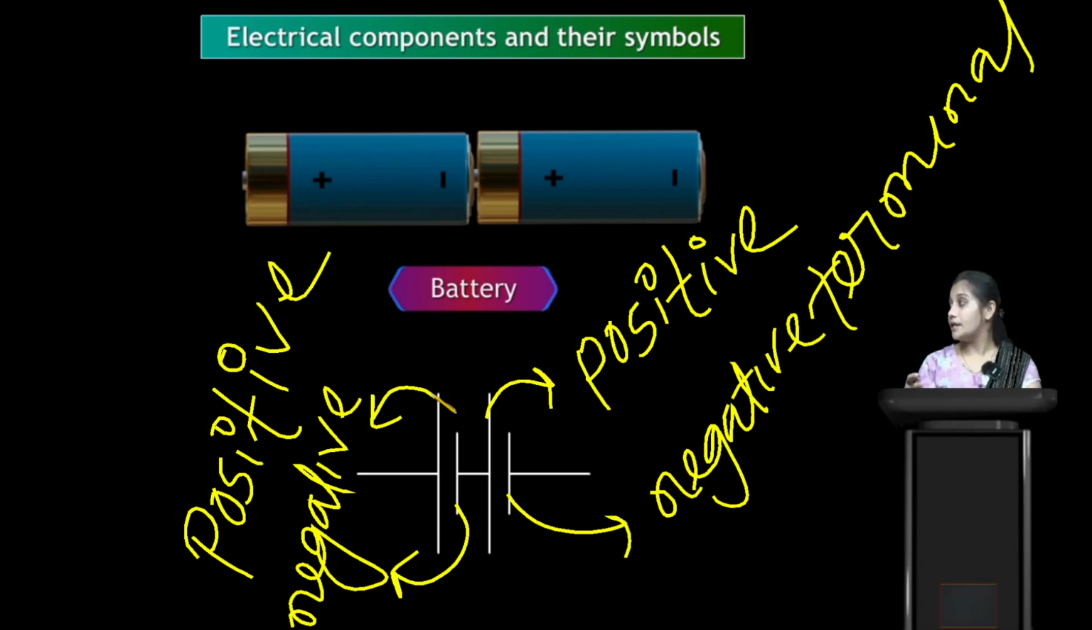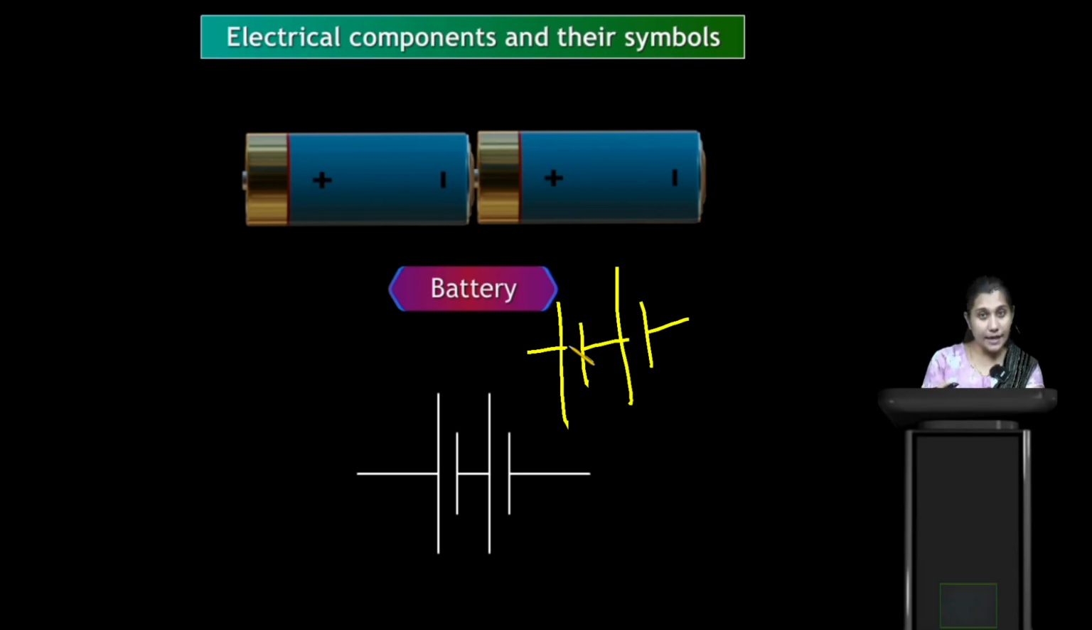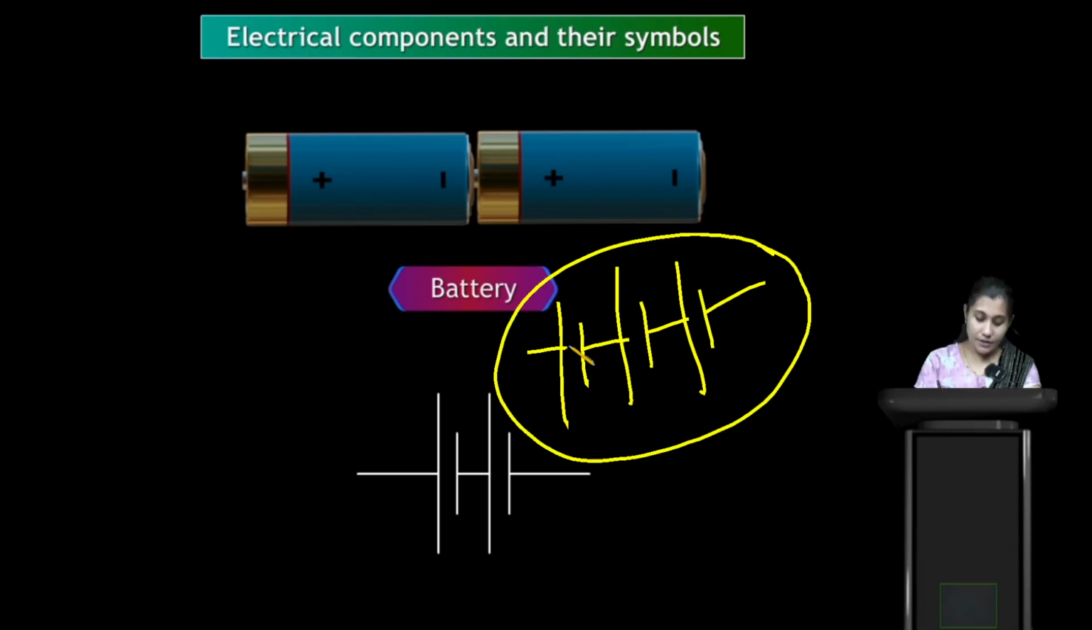So here we have seen two cases, one with a single electric cell and then with two electric cells. Let me show you if there are three electric cells. How will you write? Here see, this one denotes one electric cell, this part denotes the second electric cell and this part denotes the third electric cell. Okay, so like this you will write three electric cells.